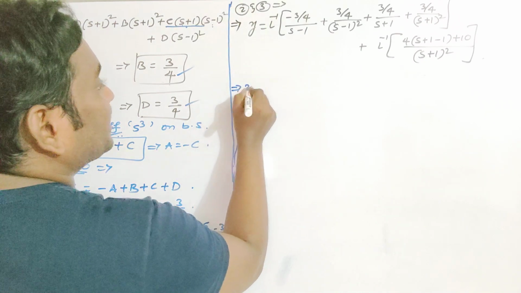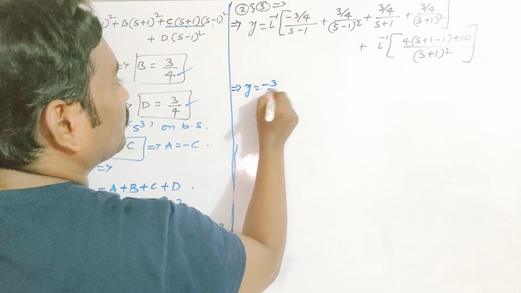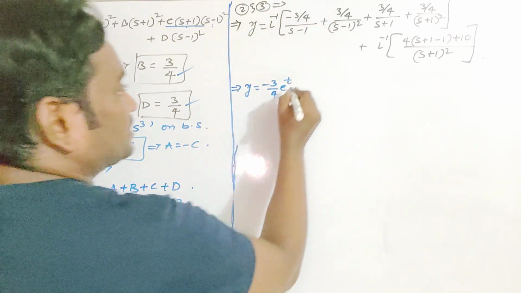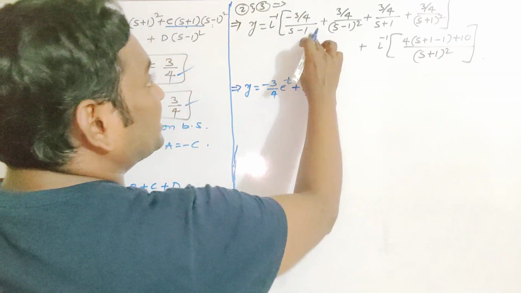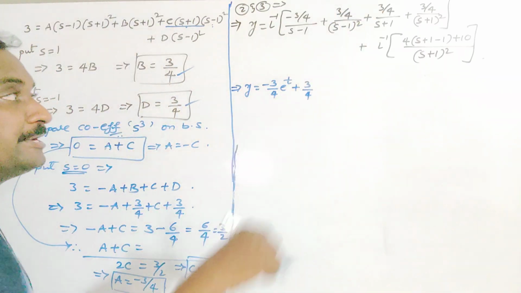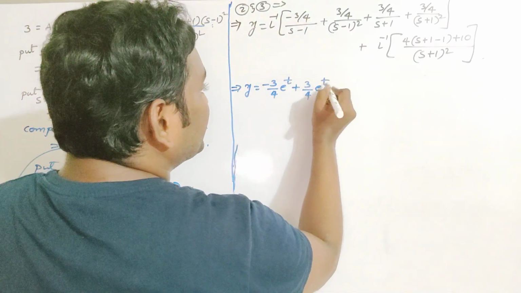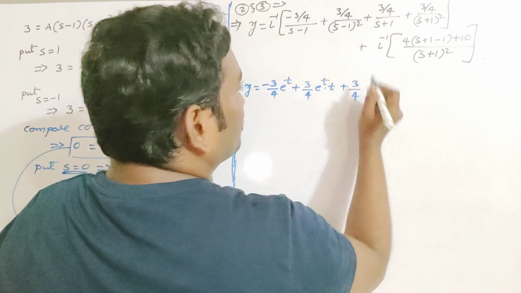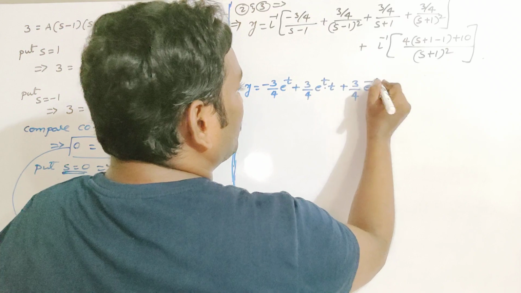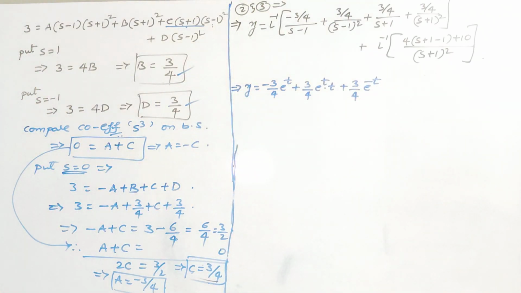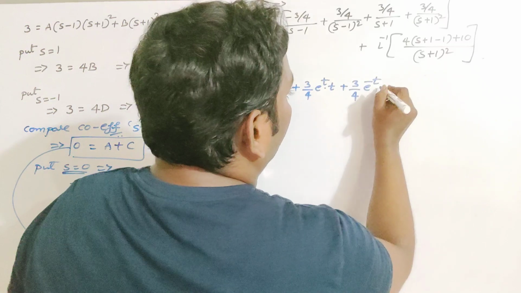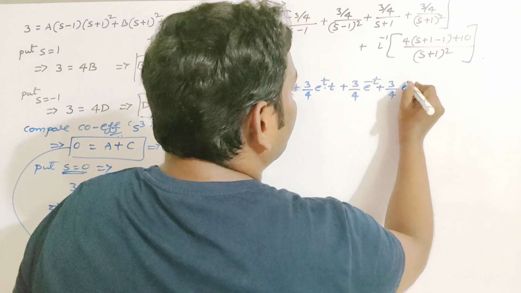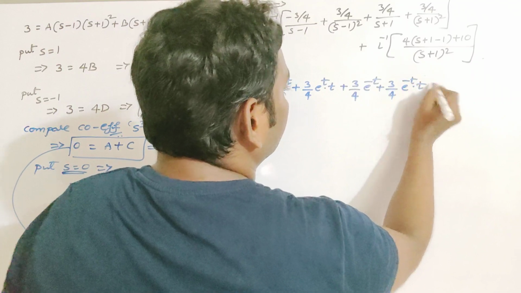So this implies y is equal to minus 3 by 4 into L inverse of 1 by s minus 1, it would be e power t, plus 3 by 4 into L inverse of 1 by s minus 1 whole square. According to the first shifting theorem, you will get e power t into t, plus 3 by 4 is the constant term. L inverse of 1 by s plus 1 is nothing but e power minus t. If you have the grip on the formula, you can easily write these all things, plus 3 by 4 into, again by using first shifting theorem on inverse Laplace, you will get e power minus t into t.